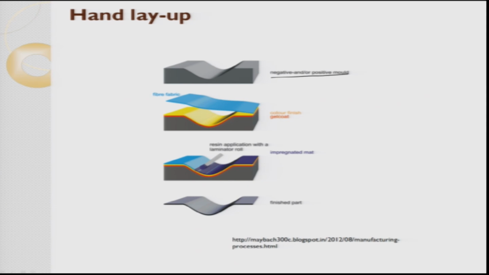You can have a positive or a negative mold. First you put a gel coating, and if you want a color finish you can add it, and if you want to add textures you can do that. Then first you put a glass fabric, a glass fiber or a carbon fiber fabric. After placing the fabric, you put resin. The resin is poured on top of the fabric. You can use a brush or a roller, whatever you want. You put the resin on top and then allow it to cure. The moment you release it, this becomes your finished part.